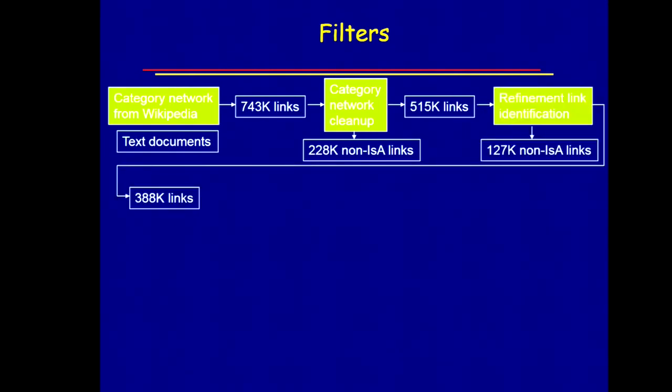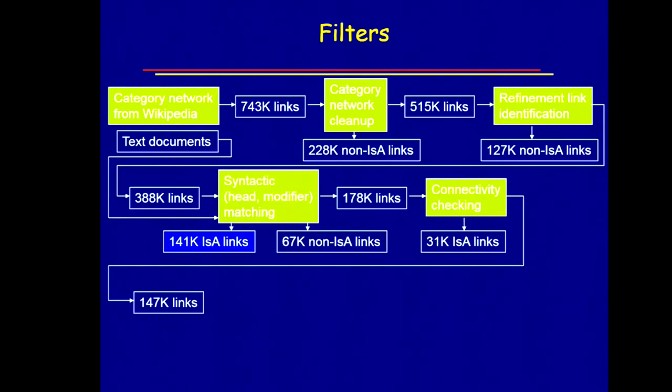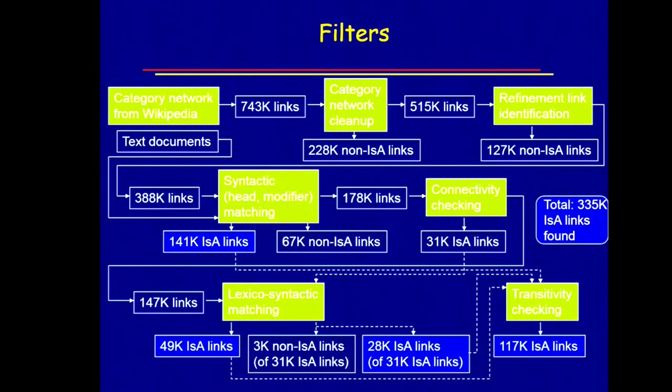So you have the category network cleanup, the obvious, like I said, internal Wikipedia categories, refinement links, the syntactic connectivity, so a bunch of filters. And you can see how each of the filters has its contributions, and the contribution is towards the bottom. It's going down, that arrow going down. Each stage has decided that some of the links coming in may be classified as either non-ISA or ISA, depending on the case.